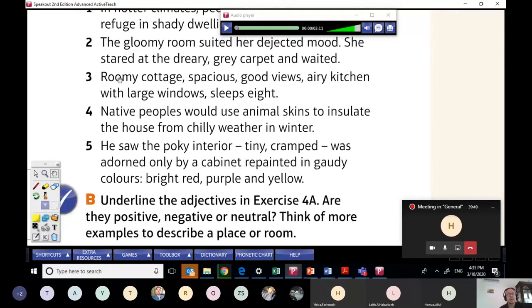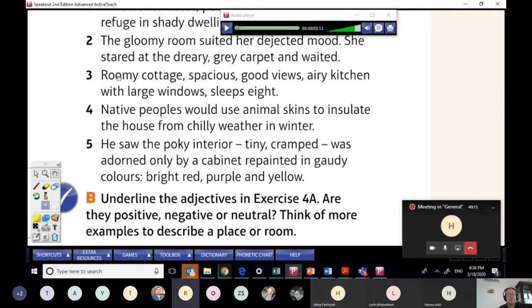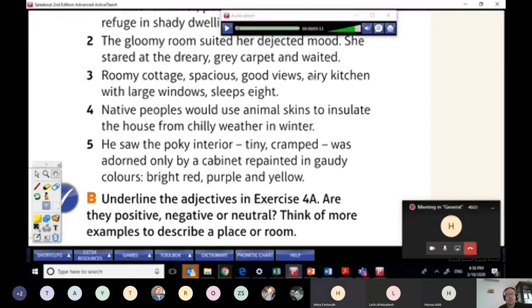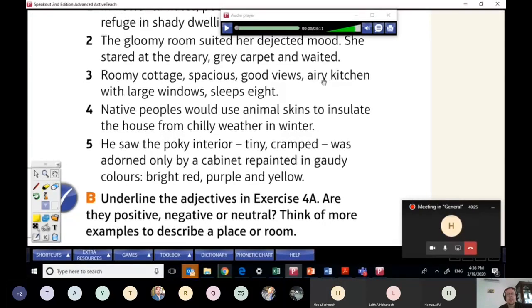Okay, here we have roomy. Roomy cottage, spacious, good views, airy kitchen with large windows, sleeps eight. So maybe this is an advertisement for some place to rent. If they say roomy, what do you think that means? Not one room, it just means spacious. Good. Light, so maybe roomy, and it probably does have a lot of light because it's so spacious. So roomy and spacious are basically the same meaning. And airy is also very similar. There's a lot of air in there, so there's a lot of space.